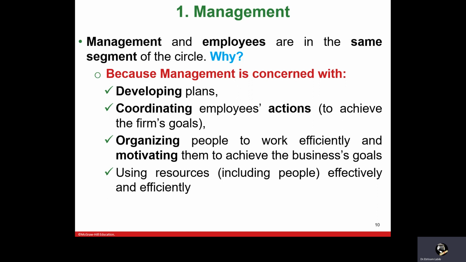And the management will organize the people to work efficiently with minimum resources, and they will keep them motivated to achieve the business goals. And the management will use the different types of resources, including the human resources, effectively and efficiently. We will explain now what we mean by resources and what the different types of resources are. When we say effectively, it means to achieve the goals, and to use the resources efficiently means to use the minimum amount of resources.